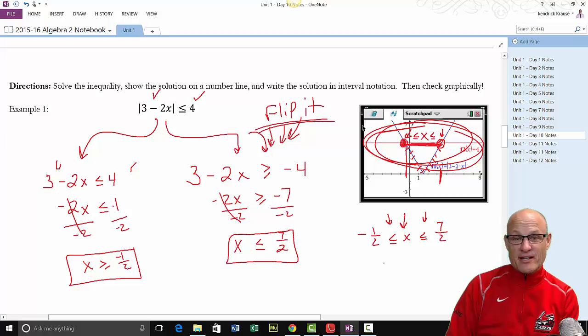Interval notation is much easier. You don't even have to think about that. Since it's got an equal sign, we'll put the bracket, negative 1/2, comma, 7/2, bracket. Done.